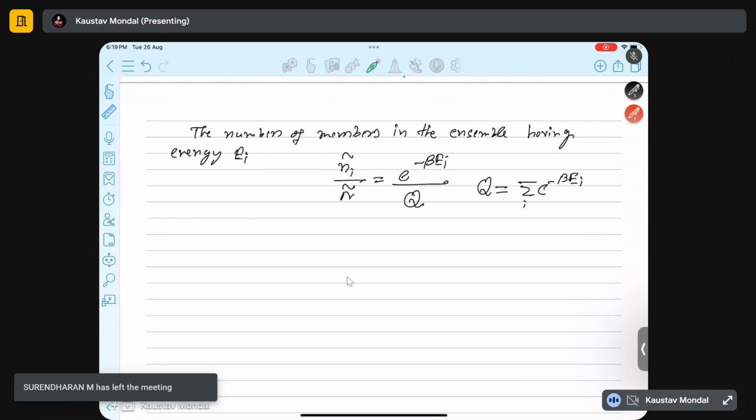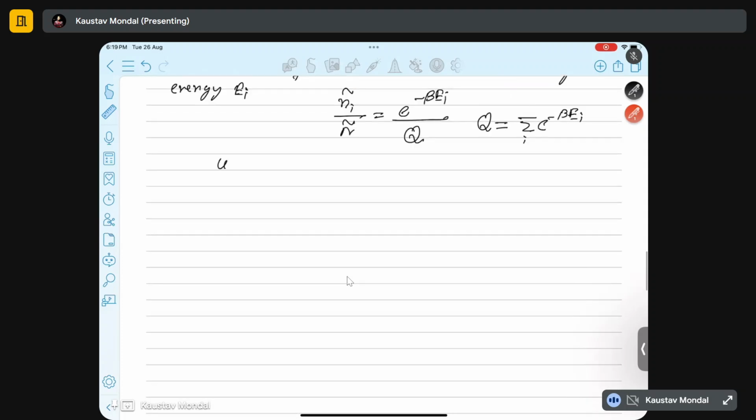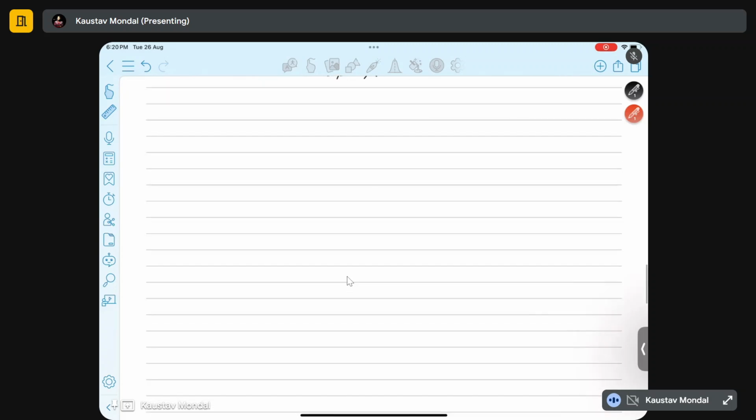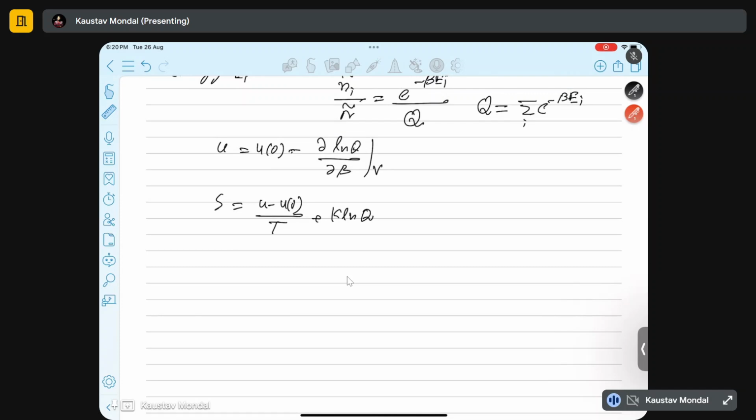From that we derived several quantities. The internal energy expression looks like this: U equals U0 minus the partial derivative of ln Q with respect to beta at constant volume. Next we derived the entropy: S equals U minus U0 by T plus k ln Q. Here Q is the canonical partition function. These are the things that we did in our last tutorial.